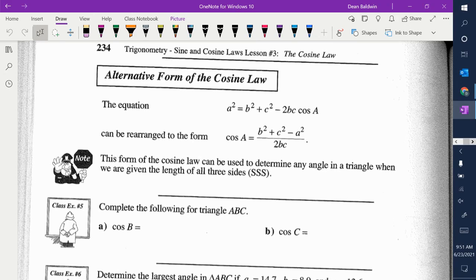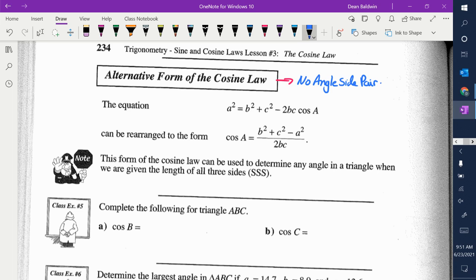Page 234. So we're going to finish off cosine law. When do you use cosine law? Side angle side. Basically when you don't have an angle side pair, right? If you don't have an angle side pair, you can't use sine law, so you have to use cosine law, or you have side angle side, SAS.